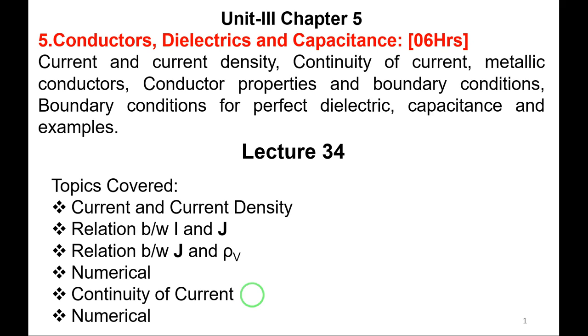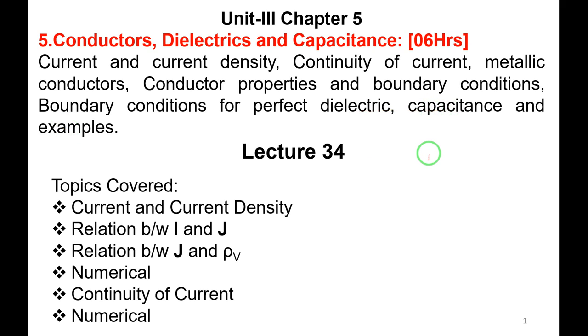Okay, what are the topics that we are going to study here? We'll see current and current density. Then the continuity equation of the current we'll see. Then metallic conductors, its characteristics, properties, all those things we'll be seeing. Then the boundary conditions, what are these boundary conditions, we'll study in detail. Then boundary conditions for perfect dielectric and capacitance and examples. We'll see one by one.